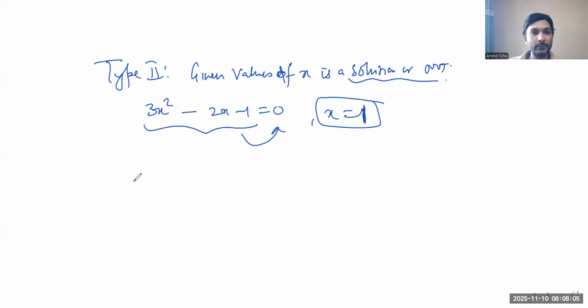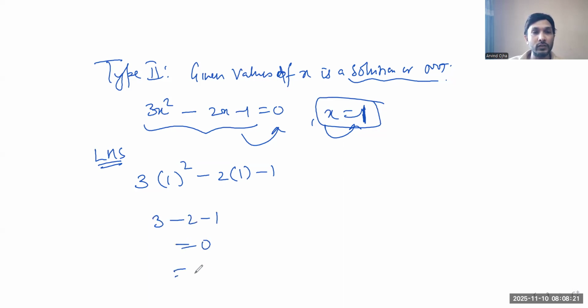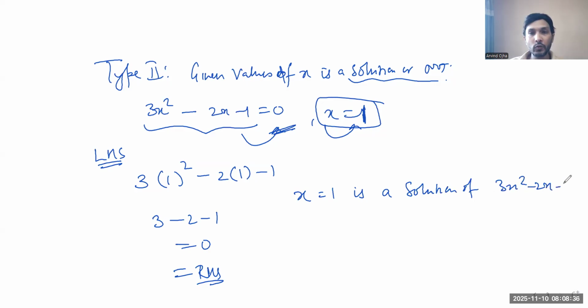So in this case, let's put x is equal to 1. It is 3 of 1 square minus 2 of 1 minus 1. We are just solving the left hand side. I am going to get 3 minus 2 minus 1, which turns out to be 0, which is my right hand side. They have already given the right hand side as 0. So it means that x is equal to 1 is a solution of 3x square minus 2x minus 1.